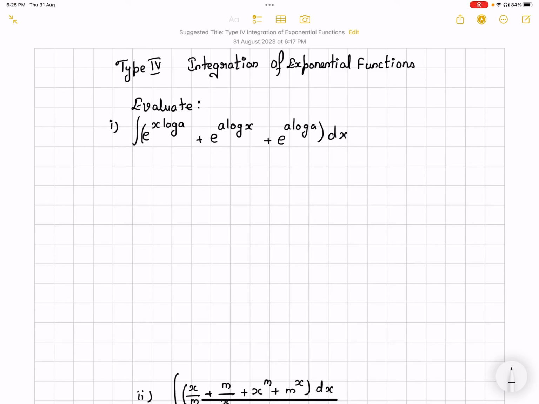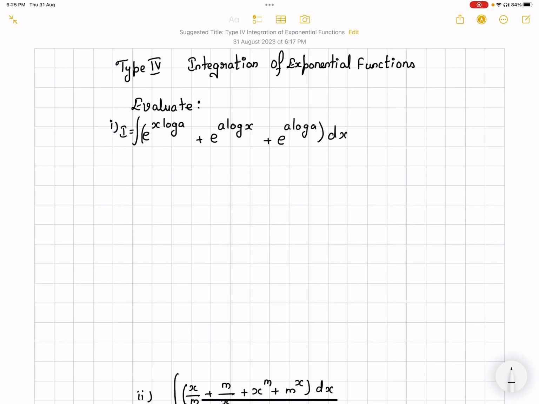Hello everyone. In this video we are going to look into type 4 integration of exponential functions. Let's start with the problem. I've been given the integral of e raised to the power of x log a plus e raised to the power of a log x plus e raised to the power of a log a dx. Let me consider this to be equal to I.